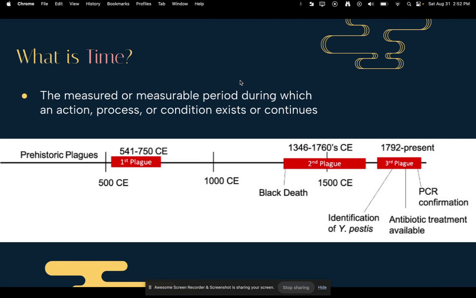And then answering that question, what is time? Time is the measured or measurable period during which an action, process, or condition exists or continues. Right? So a lot of times you see timelines. That's a really big thing that we use in history. That's one of the tools that we use to measure time.